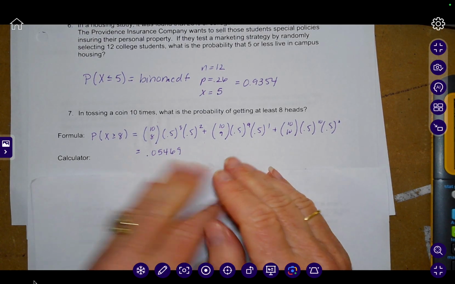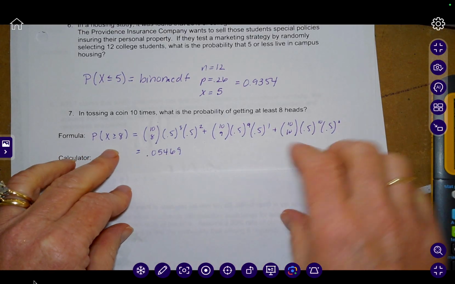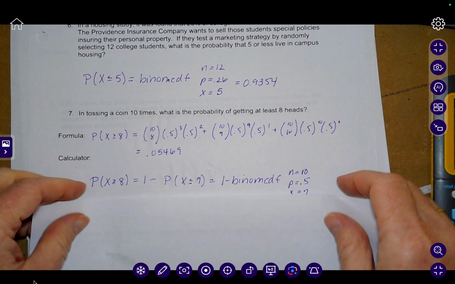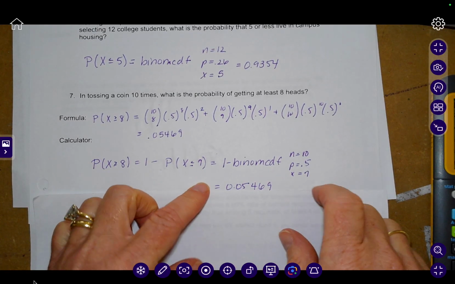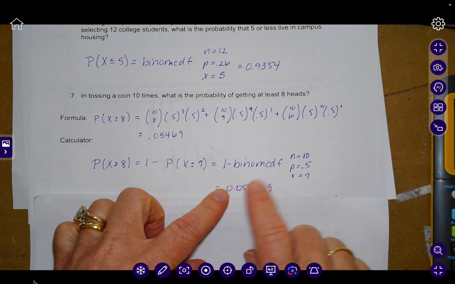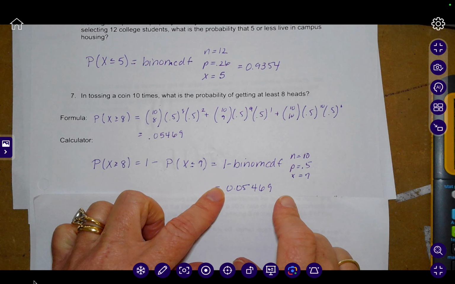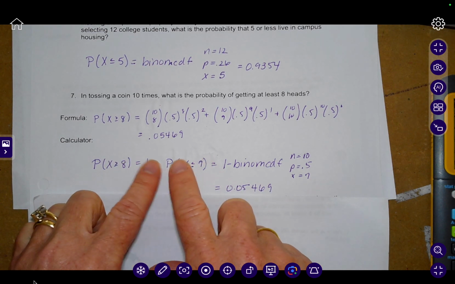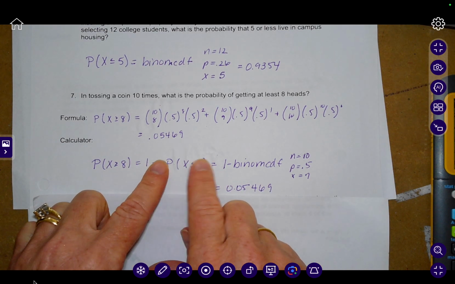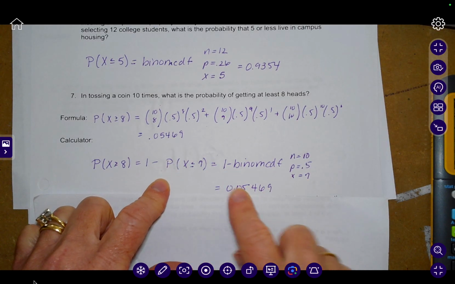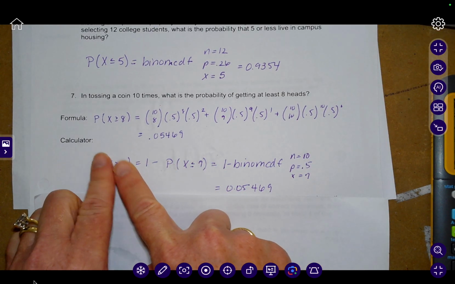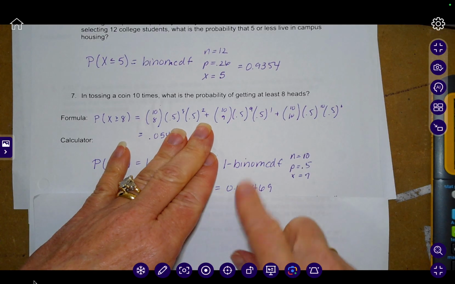You don't want at most 7 heads. So do 1 minus what you don't want, which gets rid of everything up to 7, and then you're left with 8, 9, and 10 heads. You don't have to write what I wrote there, but the other part here, and all this right here, I would expect to see, okay?